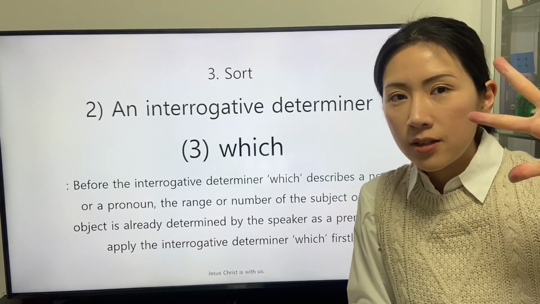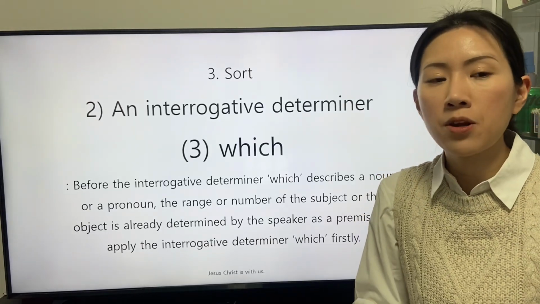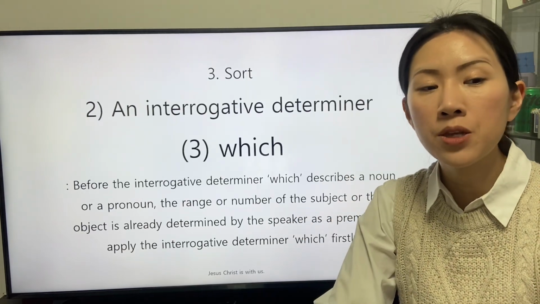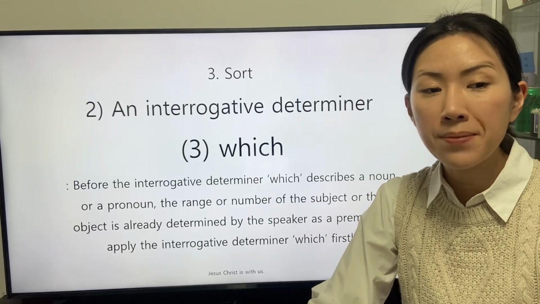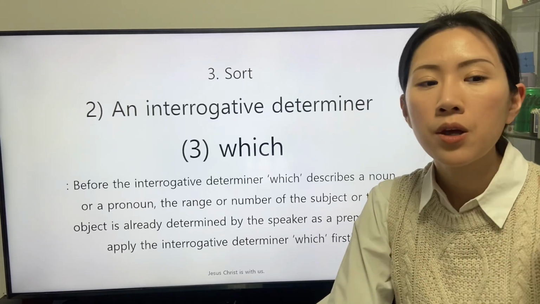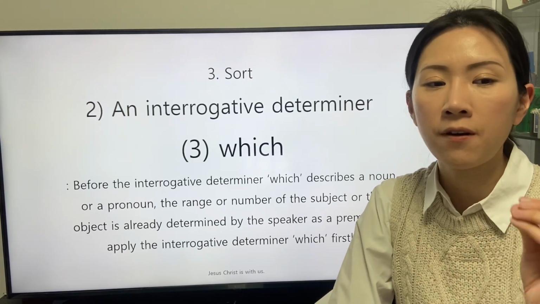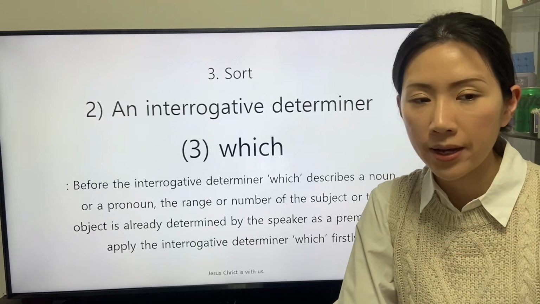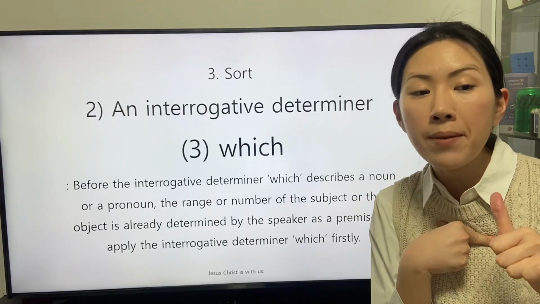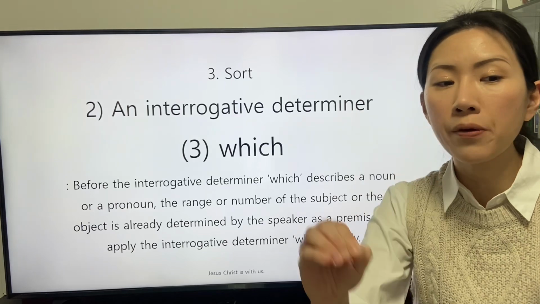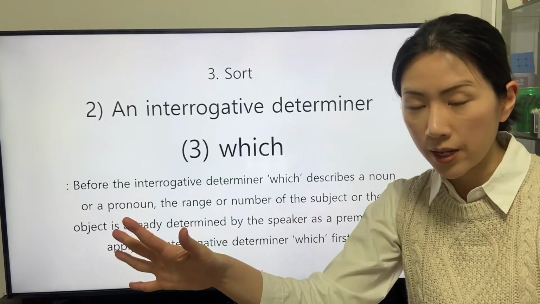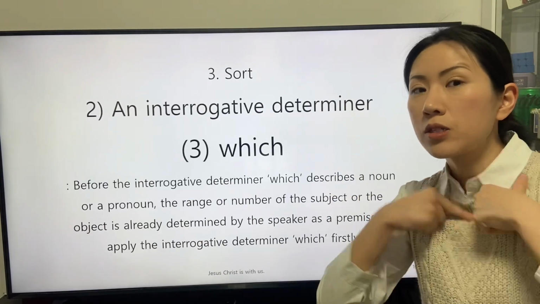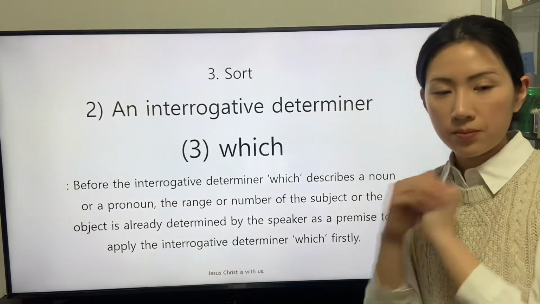The third interrogative determiner is the interrogative determiner which. Before the interrogative determiner which describes a noun or a pronoun, the range or number of the subject or the object is already determined by the speaker as a premise to apply the interrogative determiner which. Firstly, the speaker sets the premise before the speaker states the clause.